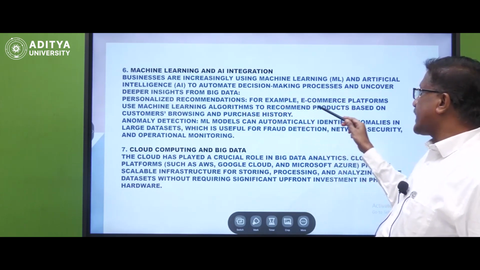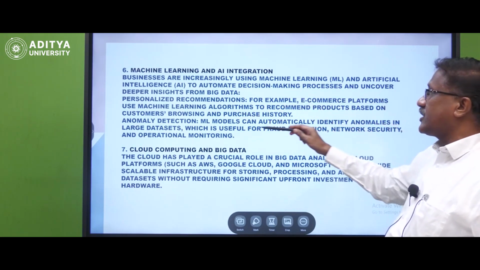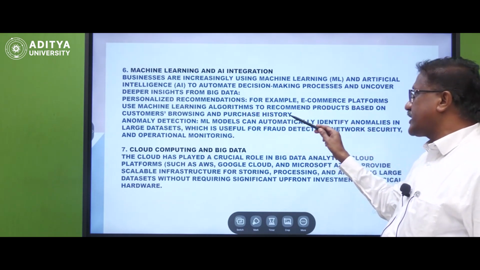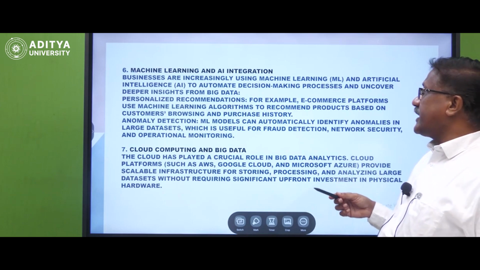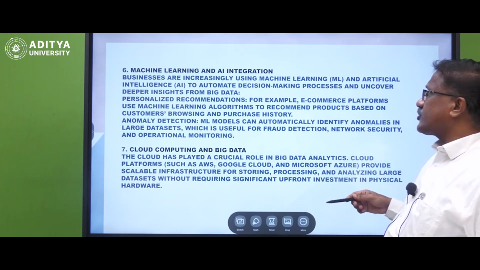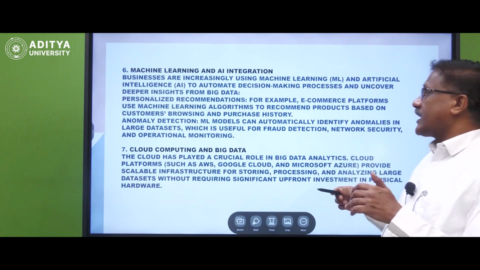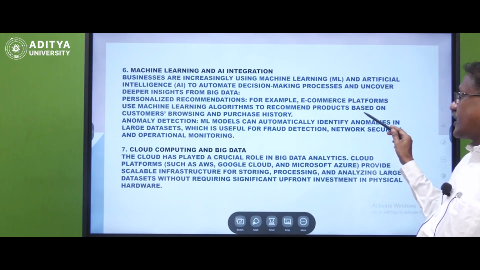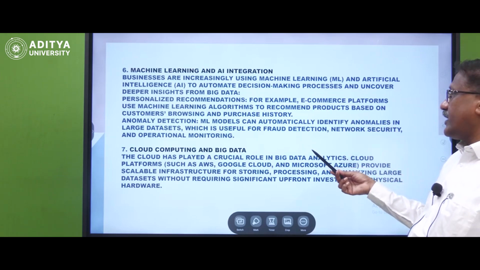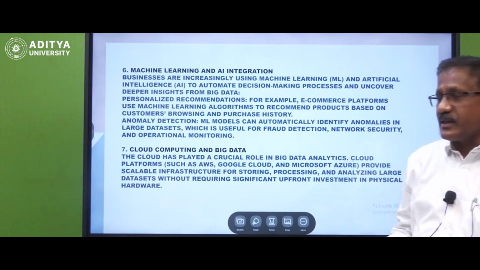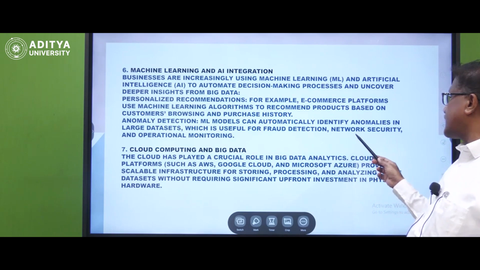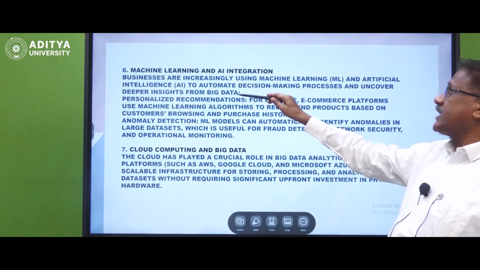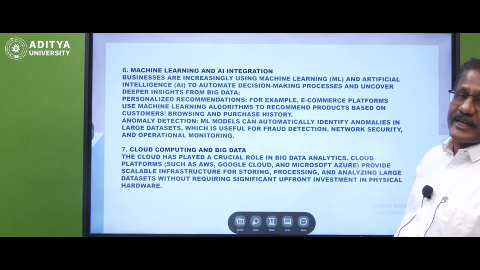For that, whatever the recommendations, for example, e-commerce platforms use machine learning algorithms to recommend products based on the customer's browsing and purchases. That means machine learning and artificial intelligence help us take proper recommendations, and also anomaly detection. A machine learning model can automatically identify anomalies in whatever data sets are available, so that you can predict and find fraudulent detections, network security and operational monitoring. That is called machine learning and AI integration along with the big data.